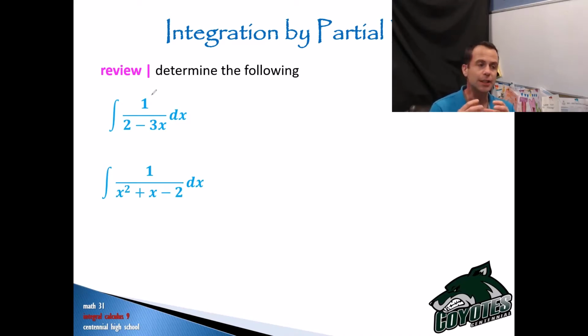So I actually need to introduce in my integration a coefficient that will counteract that negative 3. So how do I counteract that negative 3? Is with a 1/3. So the integration of 1 over 2 minus 3x is going to end up being negative 1/3 ln of the absolute value of 2 minus 3x plus c.